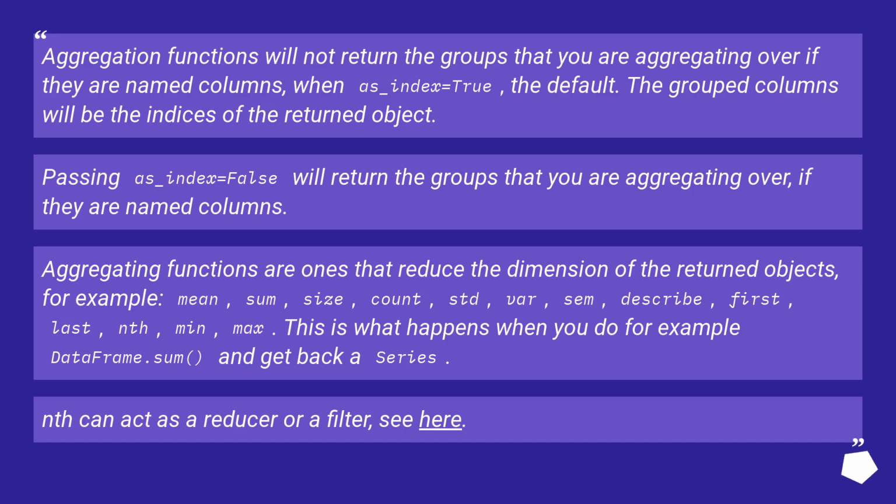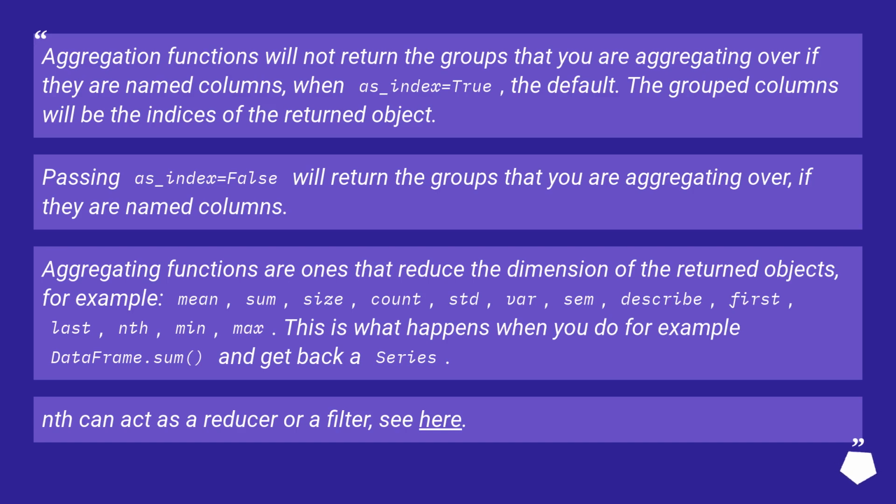Aggregation functions will not return the groups that you are aggregating over if they are named columns, when as_index=True, the default. The grouped columns will be the indices of the returned object. Passing as_index=False will return the groups that you are aggregating over, if they are named columns.